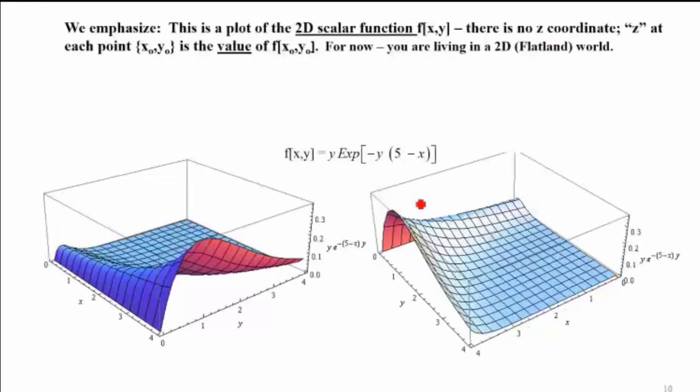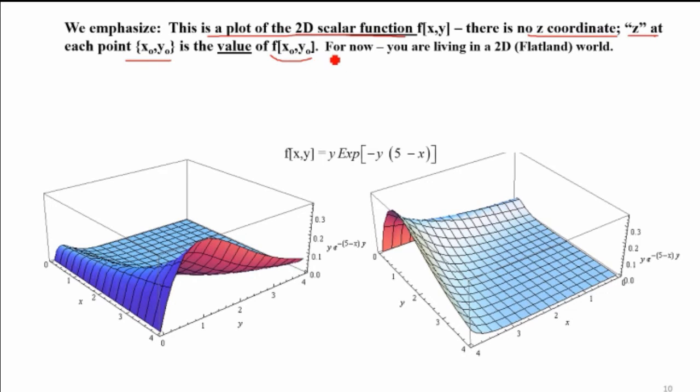Sometimes people get this confused. What we want to emphasize is this is a 2D scalar function. It only depends on x and y. There is no z coordinate in the function. What we let happen is at a particular point, x0, y0, the plot of this thing is actually the value of f at x0, y0.